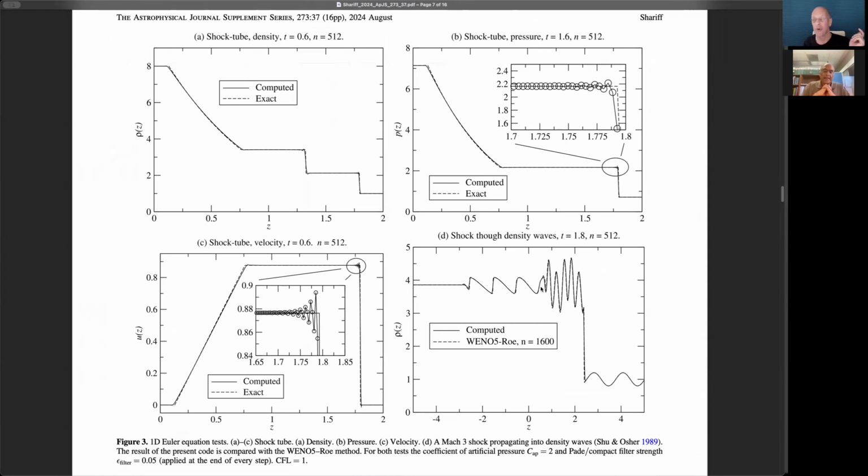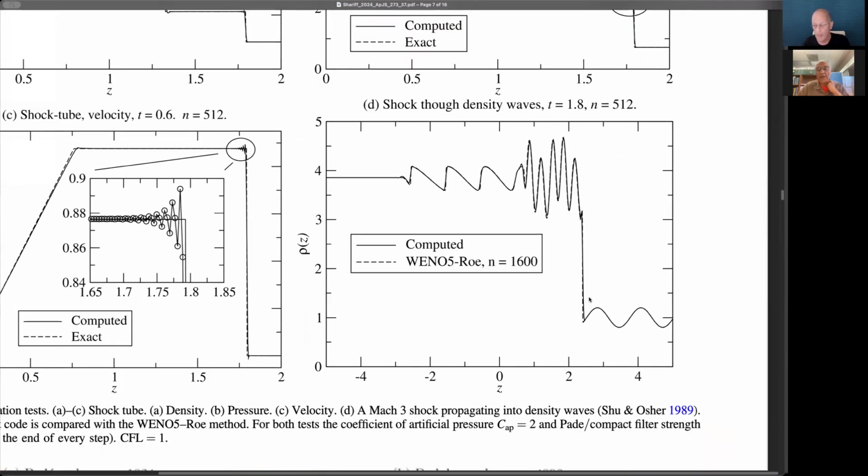Overall, let's look at figure D. This was a test case introduced by Shu and Osher. The initial condition consists of a shock, and to the right of the shock, if you look at the plot after x equals 2, you have some oscillations in the density. A shock goes through these density fluctuations, and they get amplified as they go through the shock. This is a simple 1D test case that allows you to assess not only the ability to capture a shock, but also the ability to resolve any smooth oscillations that you might have.